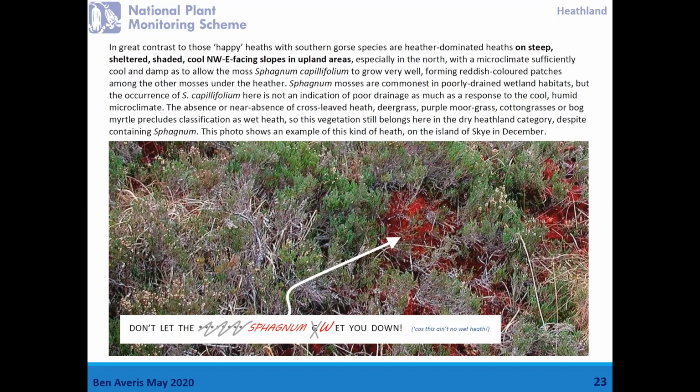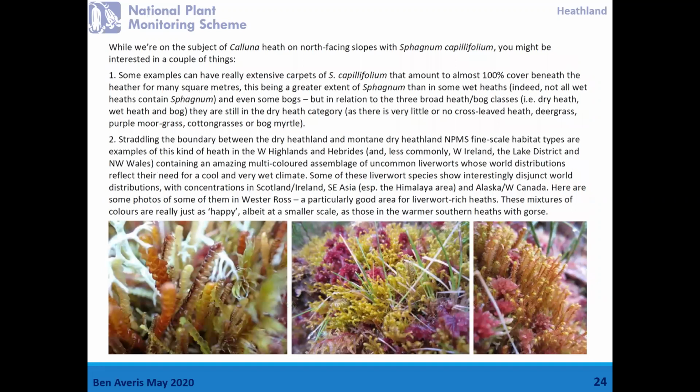And funnily enough, as I've discussed, I think on the next page, although I've not illustrated this particular point, it's an interesting thing that in some of those dry heather-dominated heaths with that red sphagnum moss, that sphagnum can be really extensive on the ground. There's a place actually not far from here, one of many examples, where it's virtually 100% cover carpet of this red sphagnum underneath the heather, but it's still not even a wet heath, let alone a bog. And then you can find some wet heaths and even some bogs where your total sphagnum cover in the same amount of area of ground is less than that.